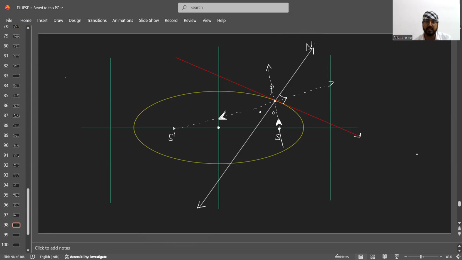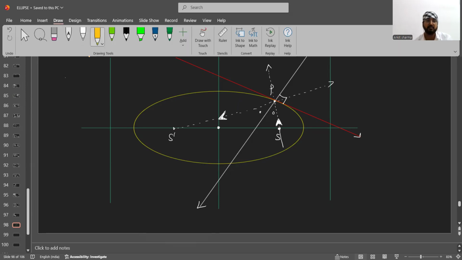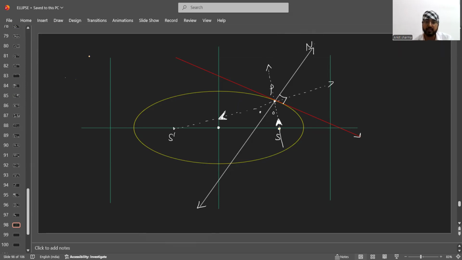And if these are the angle bisectors, then I can prove that the image of this focus, if I take it upon any tangent, will lie on the line SP, like this. So this is going to be the image of my focus. Because if I take the image of this focus in this tangent, it will lie on the line S'P.